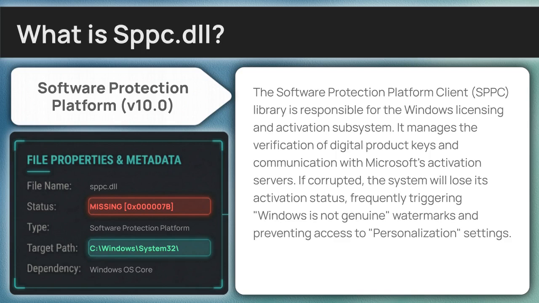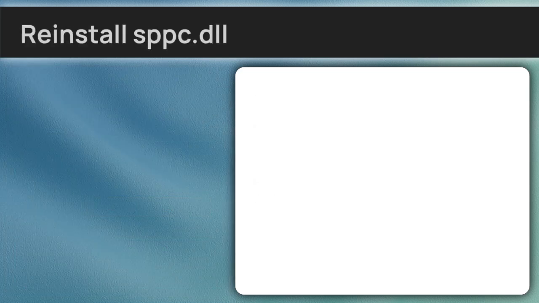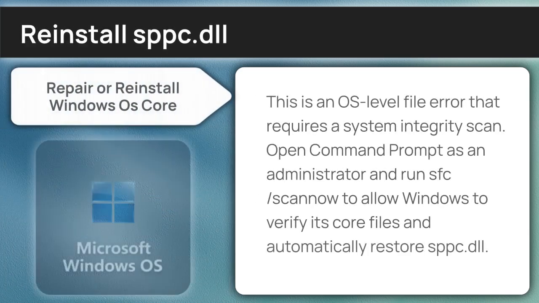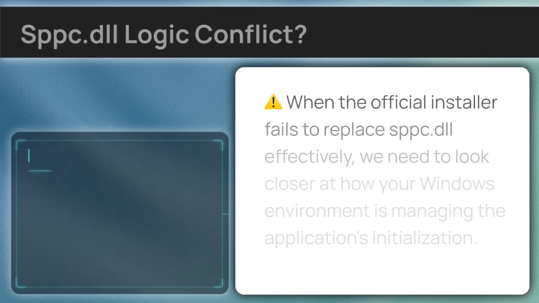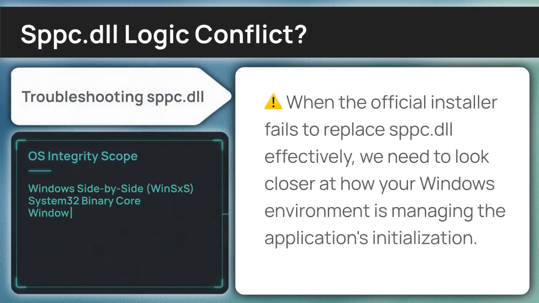Let's get these files back onto your system. This is an OS-level file error that requires a system integrity scan. Open command prompt as an administrator and run sfc /scannow to allow Windows to verify its core files and automatically restore Sppc Library DLL.